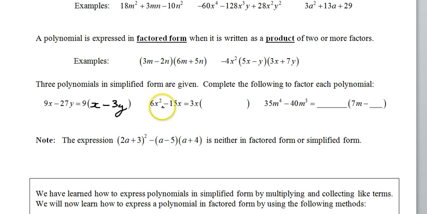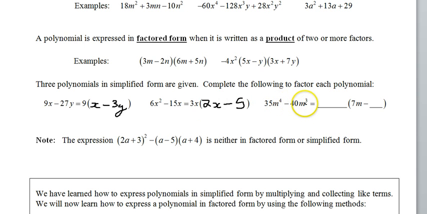And I say 3x times what will give me 6x squared? Well, I need a 2 to get the 6 and an x to get the x squared, minus, and 3x times what? Or you're basically really just dividing the 15x by 3x, minus 5. Again, 2 terms in the original, we have 2 terms in the brackets and the common factor out front.